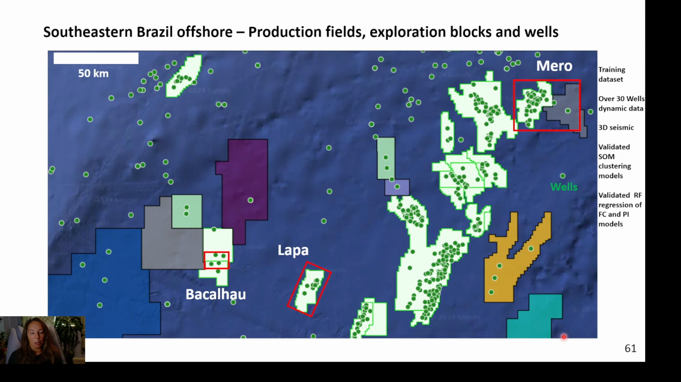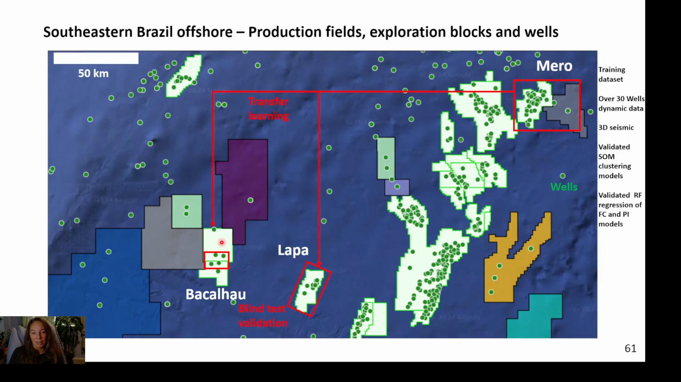Okay, so we're working in this area. It's the southeastern Brazil, so we're offshore. We have some data from Petrobras. They have this Mero field, which has a lot of wells, 3D seismic. It's well developed by Petrobras. And what we're looking at in this case is using attributes and then transfer learning to kind of apply what we know about the Mero field and see if we can get accurate results in the Lapa and Bacalhau fields.